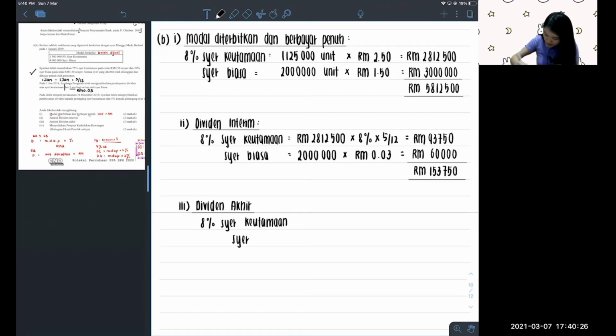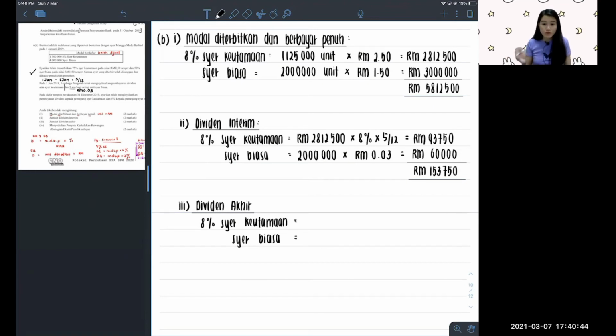Also share biasa. Okay, so why is it 8%? Because they didn't tell you how much you are paying to share keutamaan, but you promised share keutamaan to pay them 8% per year, right? So we will base on 8% count by tempo.